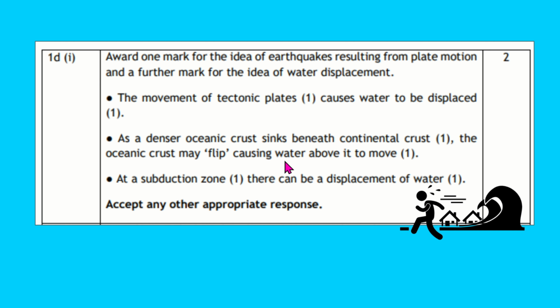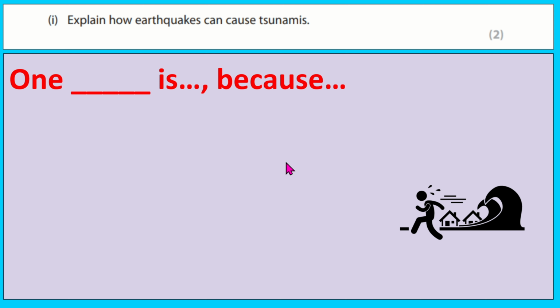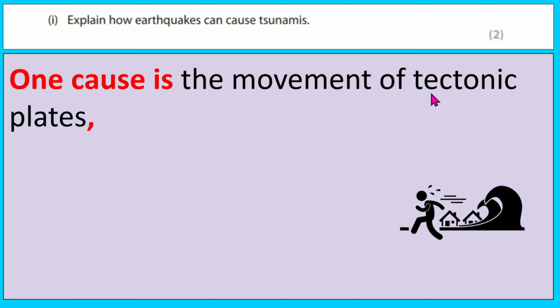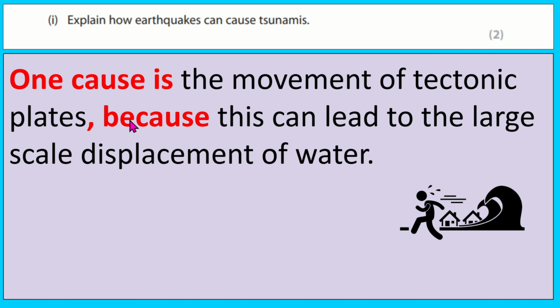Okay, so I'm going to show you one that I wrote that I think would get 4 marks. As an examiner, I feel quite comfortable in saying that. Now, if you read that question, always try and take words out of the question if you can. One cause is, and then that is your point, and then developed with because. So let's see how I did it. One cause is the movement of tectonic plates. Dead easy. There isn't anybody that can't do that. Because this can lead to the large scale displacement of water.